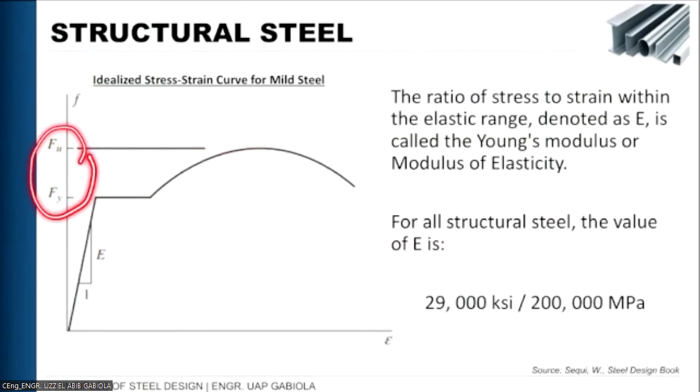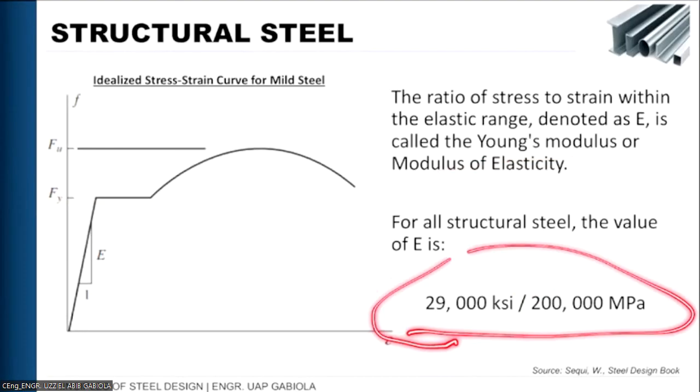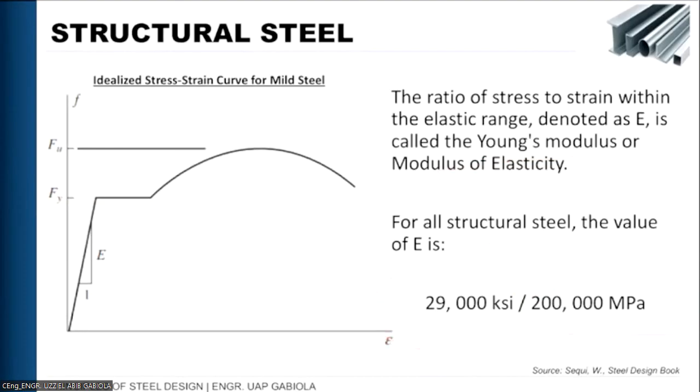Okay, so it is good to know the usefulness of these two values. And for structural steel, even though we are not given the value of E, for all structural steel, the value of E is 200,000 megapascal for the metric system, and for the English or imperial units, that is 29,000 kips per square inch. So this is a constant value and will not change unless otherwise noted in the problem. So always 200,000 megapascal and 29,000 KSI.